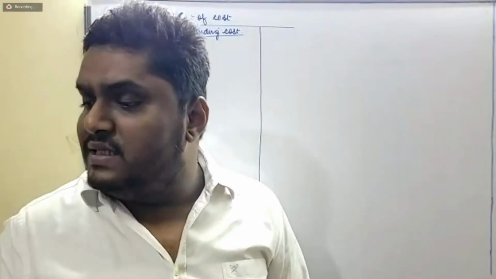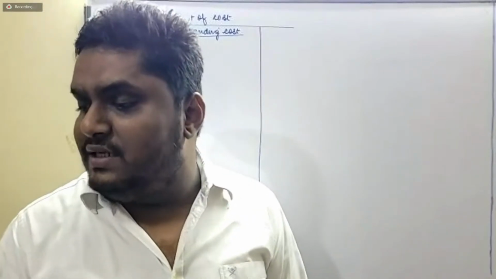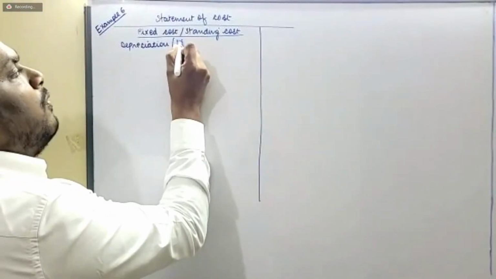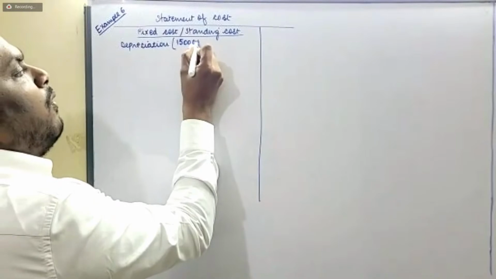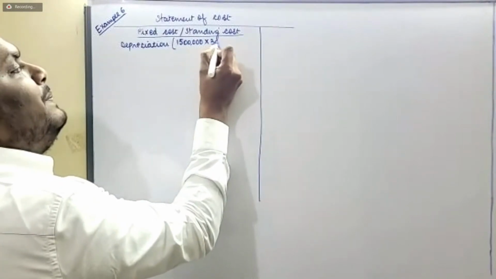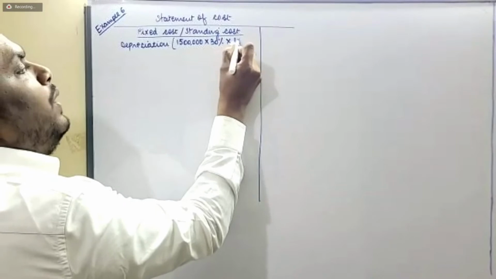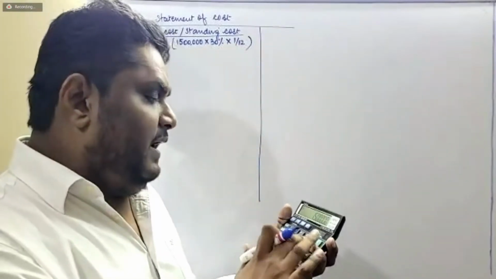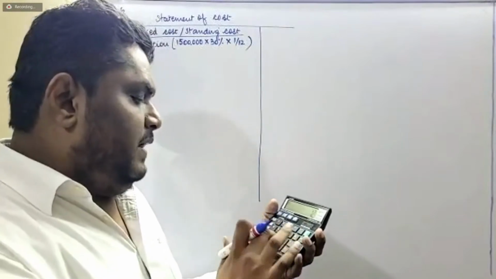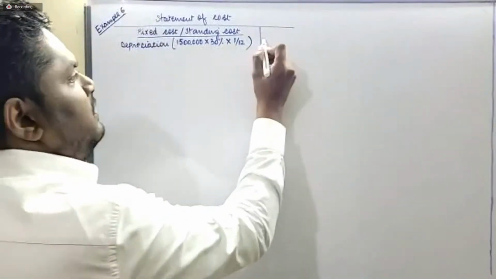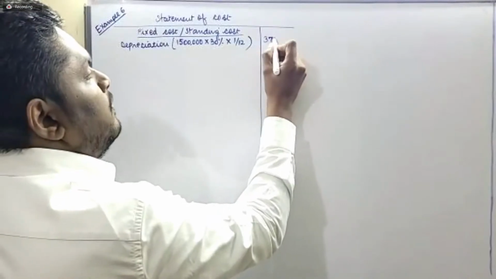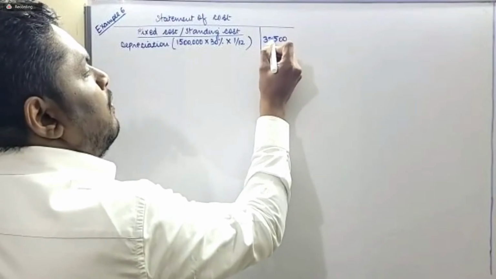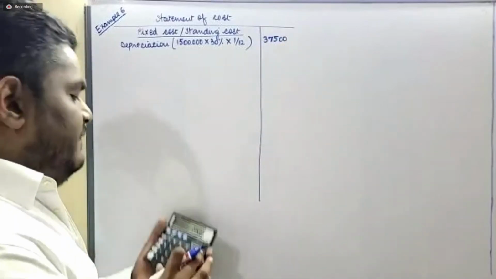The cost of the bus is 15 lakh and the depreciation is charged at the rate of 30% per annum, into 1/12, we'll get the monthly depreciation. So 15 lakh into 30% divided by 12. So we'll get the depreciation, 37,500.